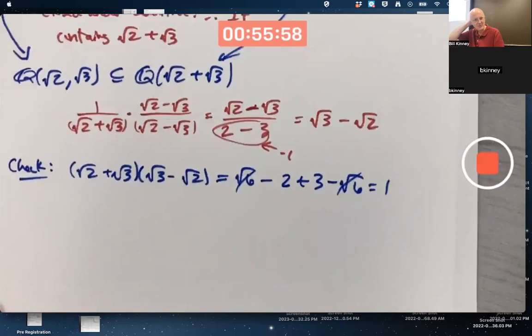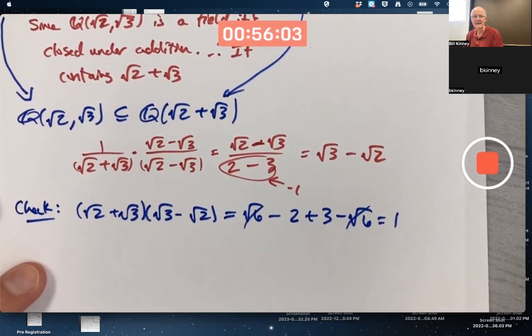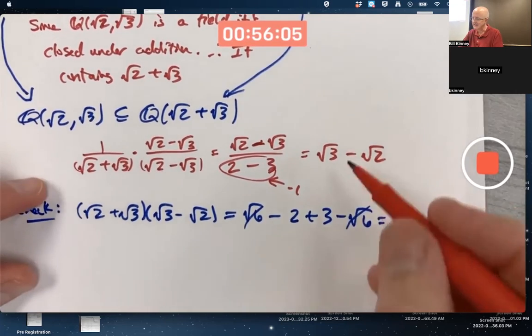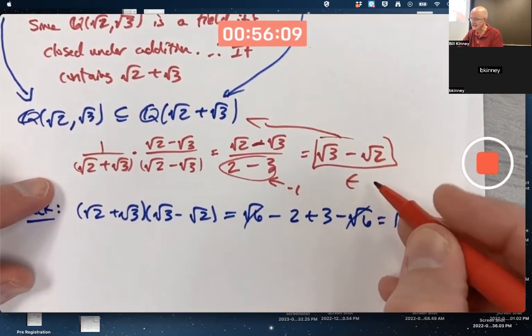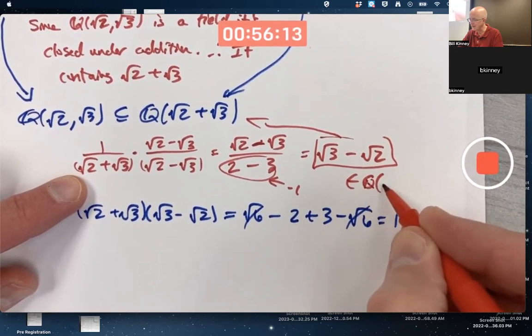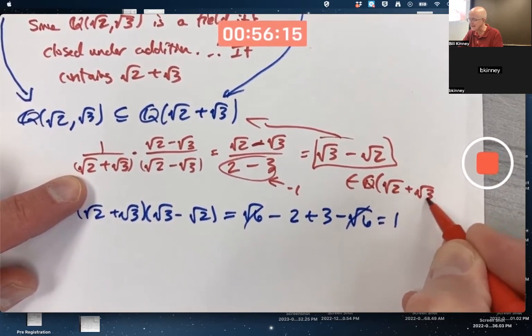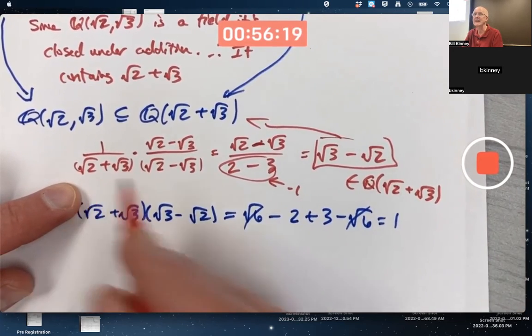Okay, but how is this helpful? So what this is showing is that this difference is in this field. Yes, it is the multiplicative inverse of square root of 2 plus square root of 3, but it's also showing it's in this field because this is a field. The multiplicative inverse of this element has got to be in it.